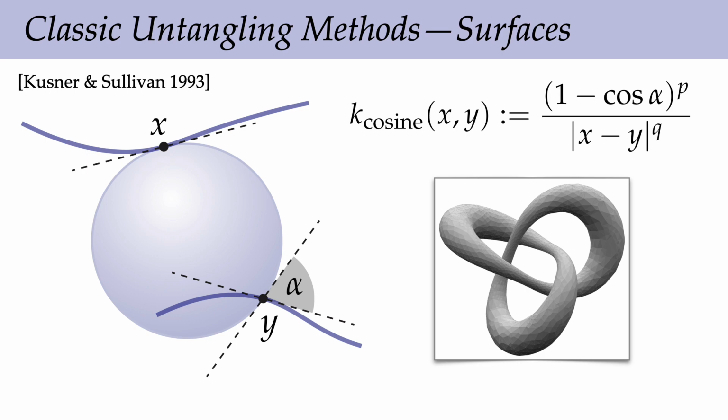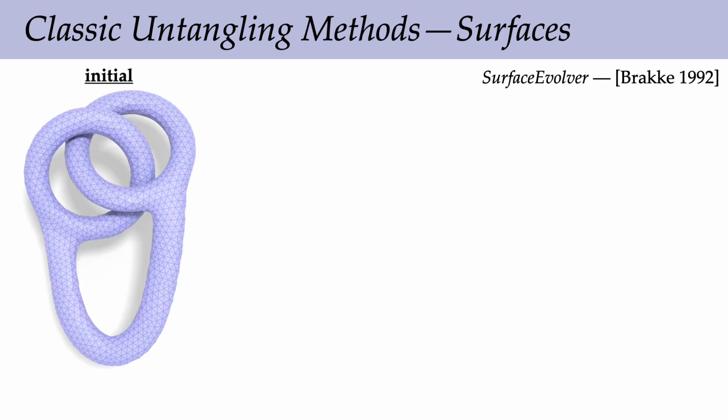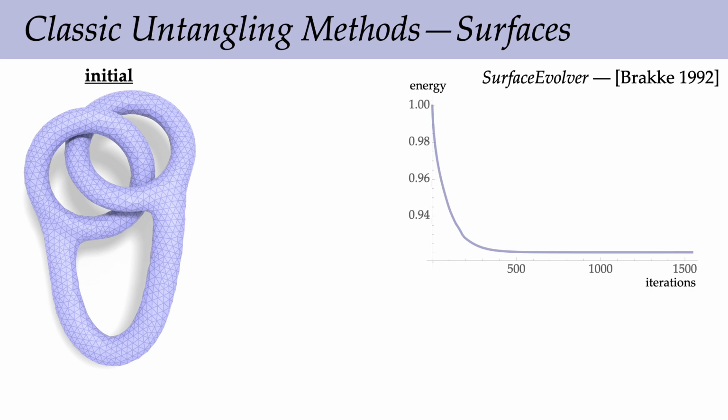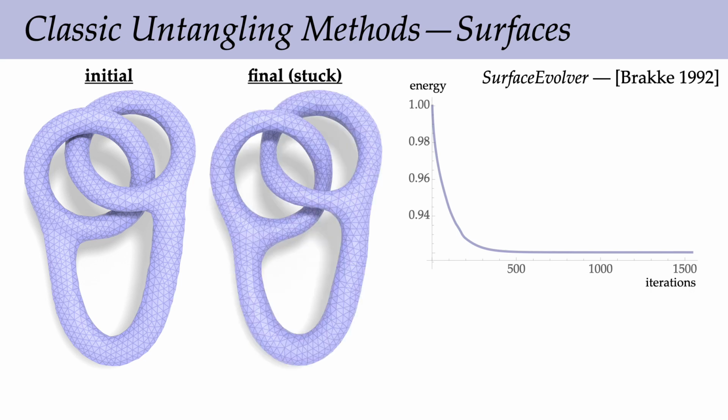For surface untangling, very little work had been done on algorithms before our work on tangent point energy. The one exception is the so-called cosine energy of Kusner and Sullivan, which has a similar flavor to tangent point energy and was implemented in the Surface Evolver package of Ken Brakke. But when we actually try this out, we find that it makes extremely slow progress and gets stuck almost immediately. So probably nobody has ever made movies of surface untangling before now.